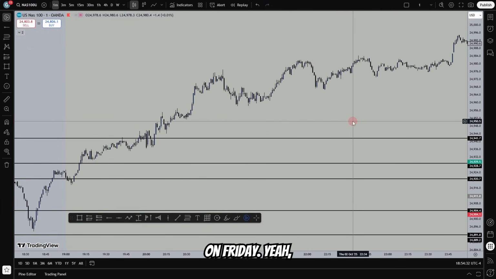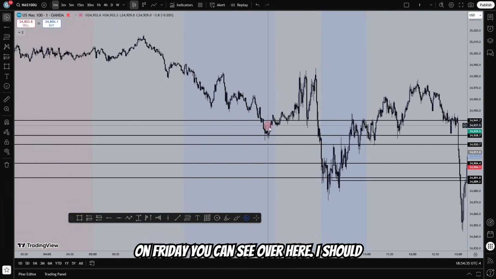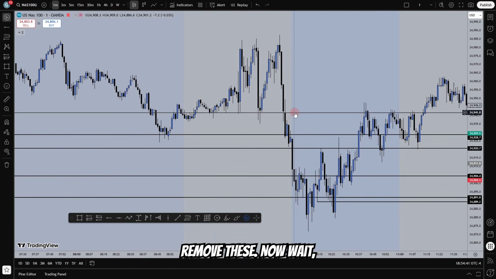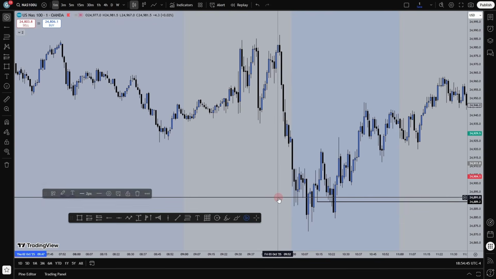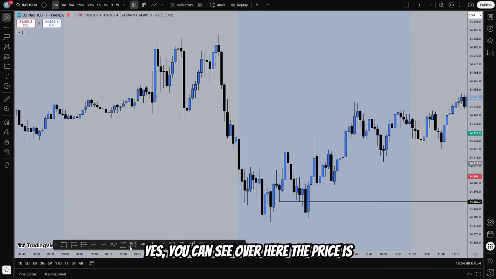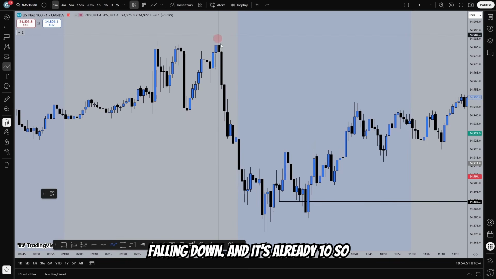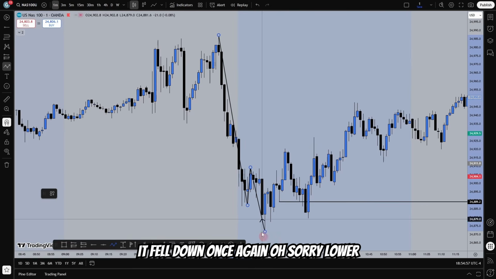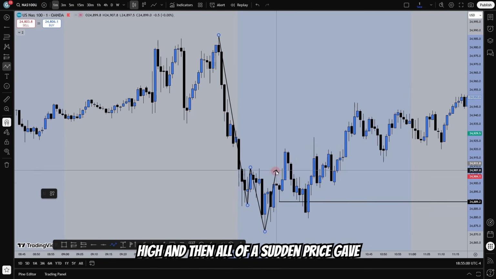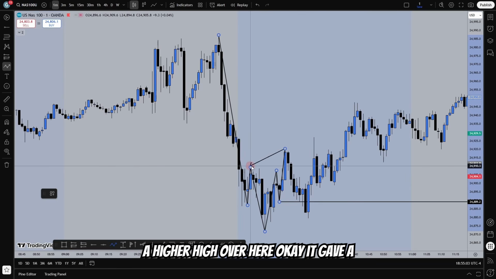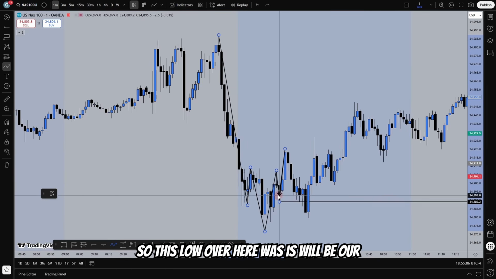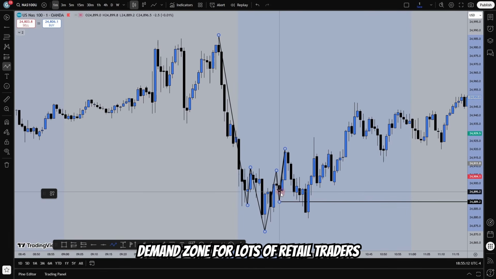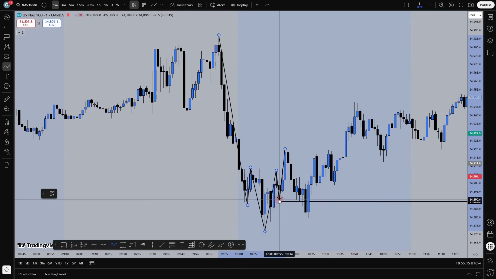Now let's go to Friday. On Friday you can see over here the price was falling down. So price fell down, it gave a lower high, it fell down once again, and then all of a sudden price gave a higher high over here. It gave a break of structure right over here, right? So this low over here will be our swing low, and this candle will be a demand zone for lots of retail traders or beginner traders, right?